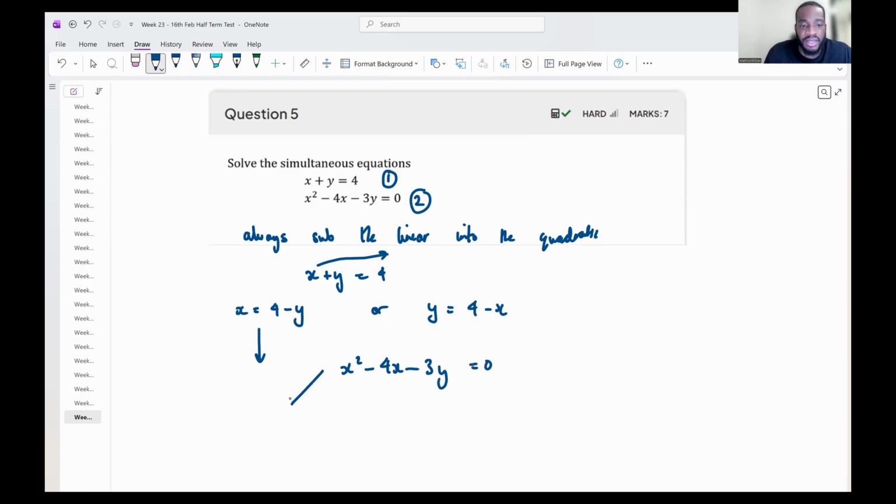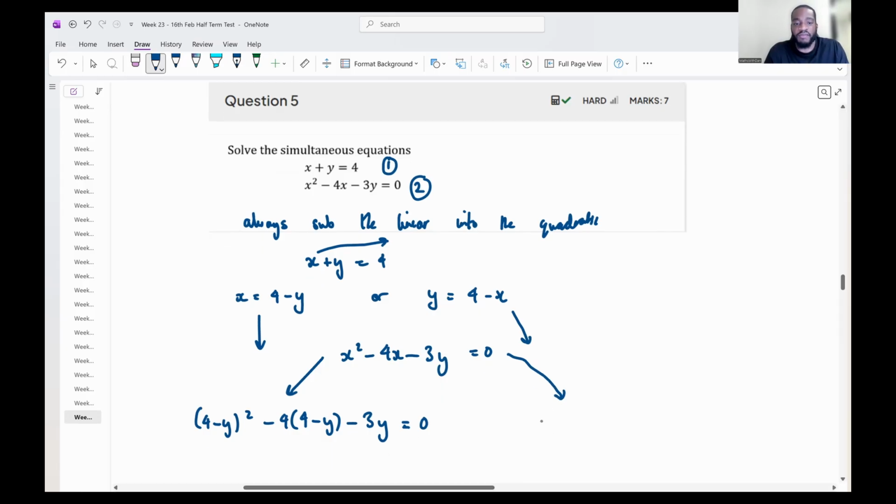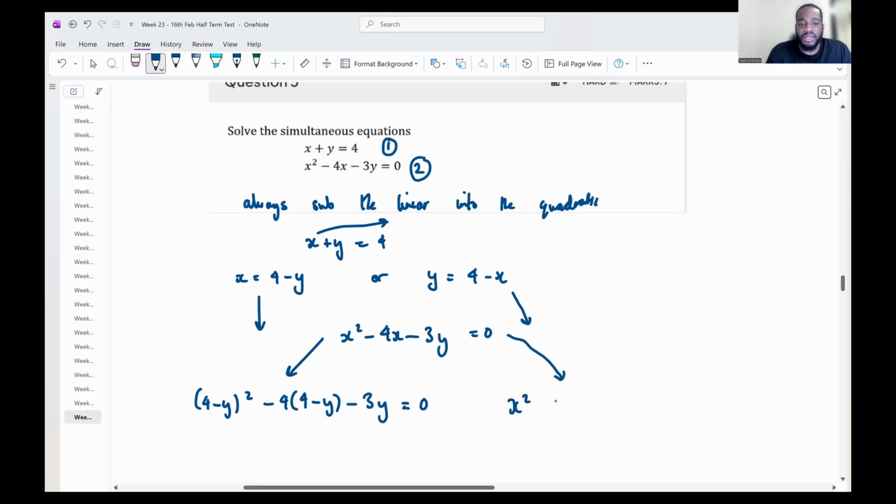If I plug it into this one here, then it would be 4 minus y all squared, minus 4 lots of 4 minus y, minus 3y is equal to 0. That is one way. Or the other way is using this one right here. If I plug in y for that, then it'll be x squared minus 4x minus 3 times 4 minus x is equal to 0. Yeah? Now, as I said before, both equations will give you the same answers if you do it correctly and your algebra is good, which I'm sure it is. But one of them is faster and more efficient.